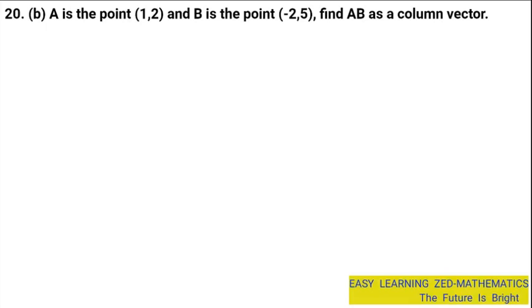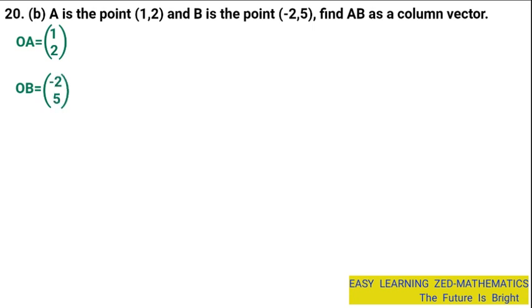Question 20b goes as follows. A is the point 1, 2, and B is the point negative 2, 5. Find AB as a column vector. Okay, so the first thing I'm going to do is write these points as vectors. So I'm going to write OA is equal to (1, 2), and OB is equal to (negative 2, 5).